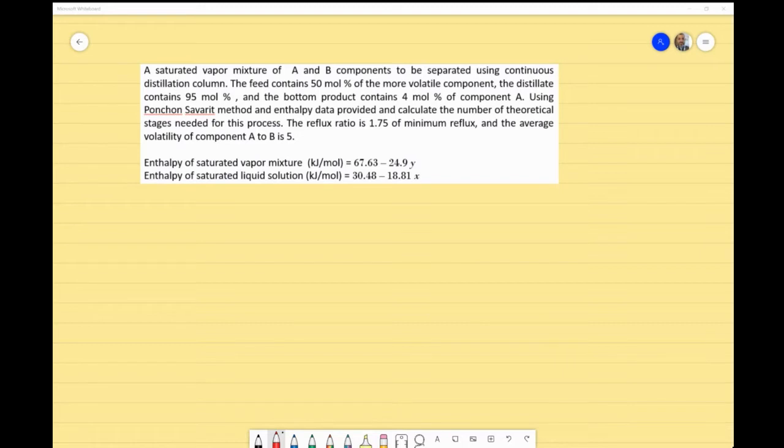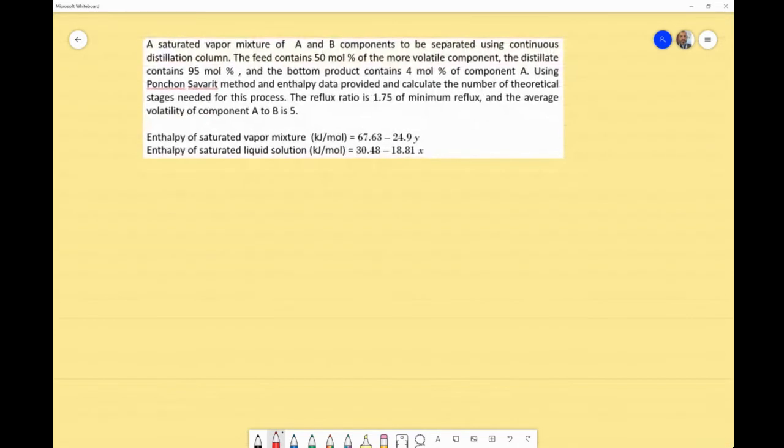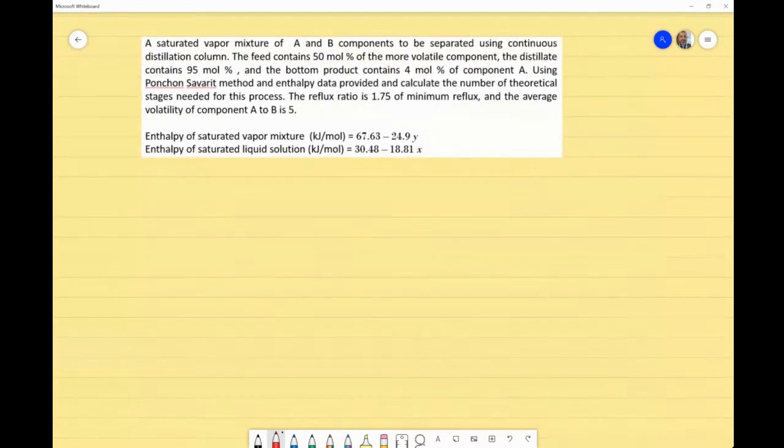Today we will try to solve this example, which is already in your slides, I guess. As you see here, a saturated vapor mixture of A and B. Regardless of the components A and B, the main issue is that it's a binary system, because the Ponchon-Savarit method and the McCabe-Thiele method we are using are for binary systems. So you have A and B components to be separated using a continuous distillation column.